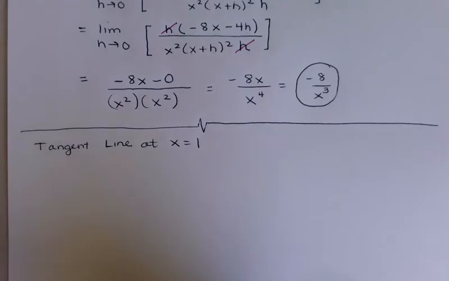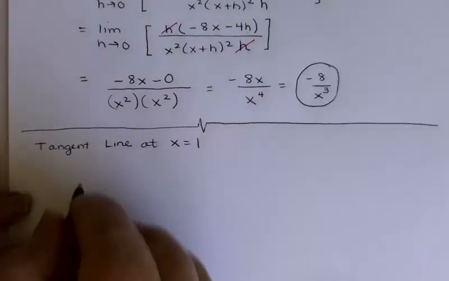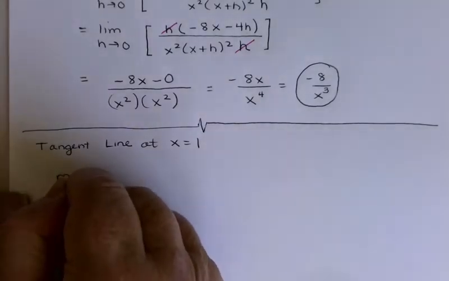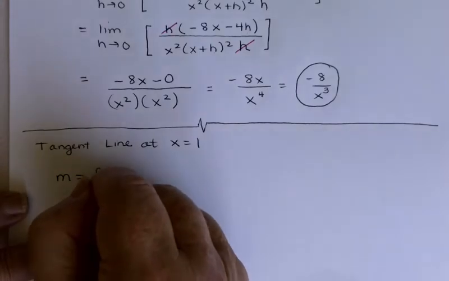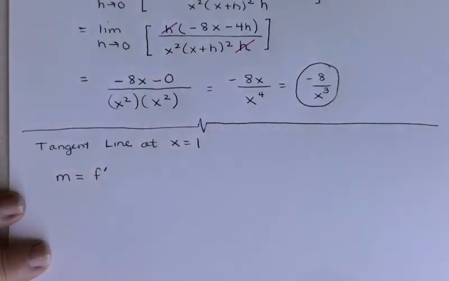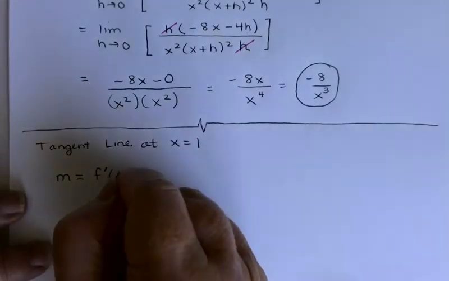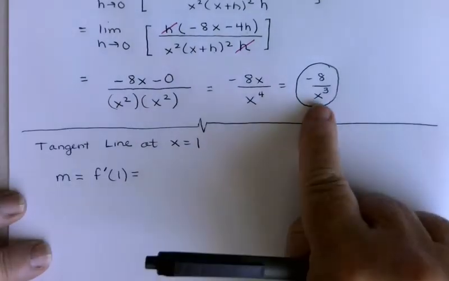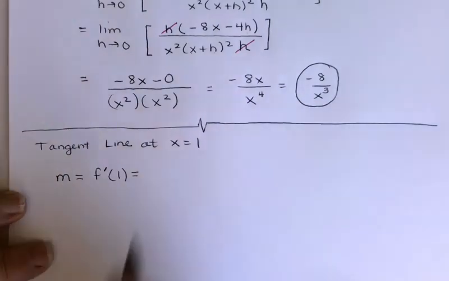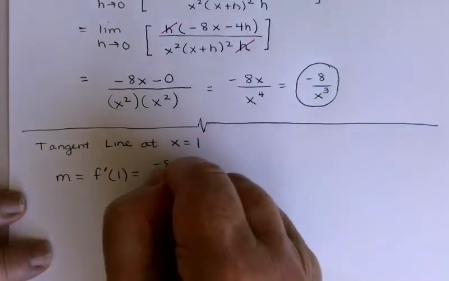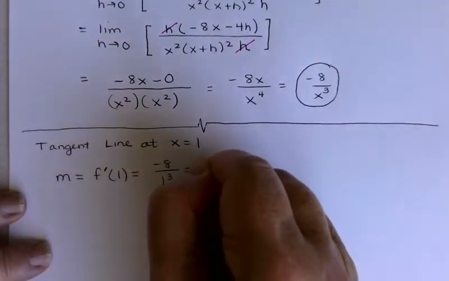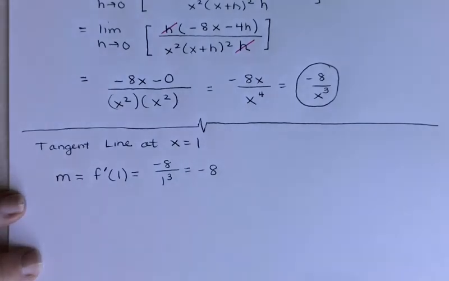So let's see. Again, I need a slope and a point. And the slope is just going to be the derivative, but specifically the derivative at the point where x is equal to 1. So if I plug 1 in here, -8 over 1 cubed is going to give me -8.